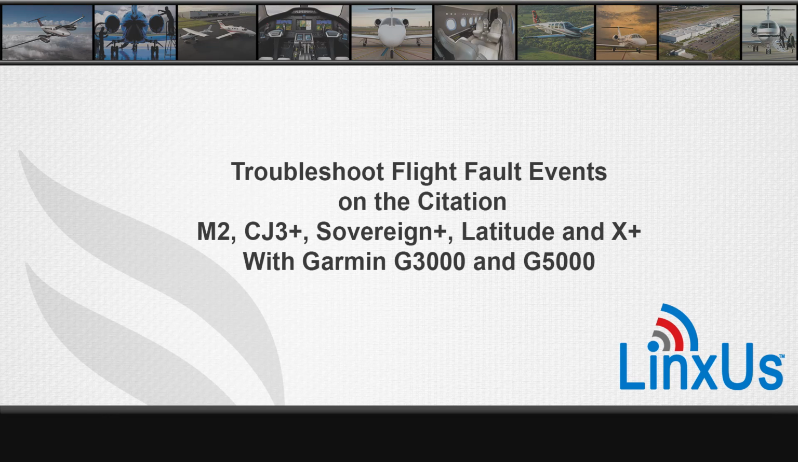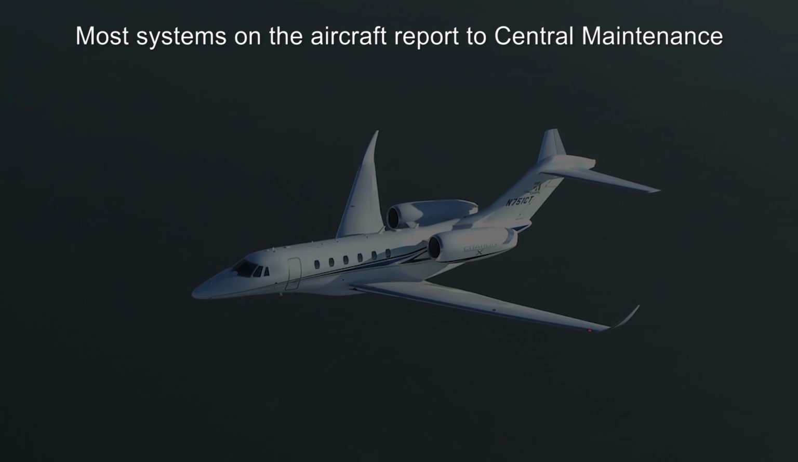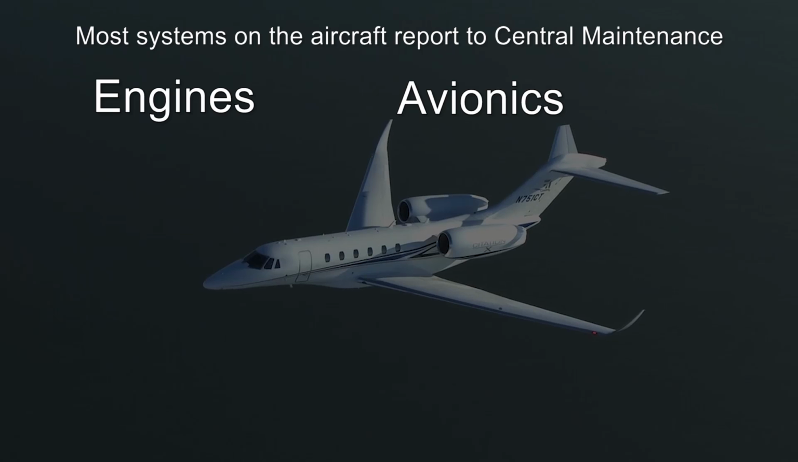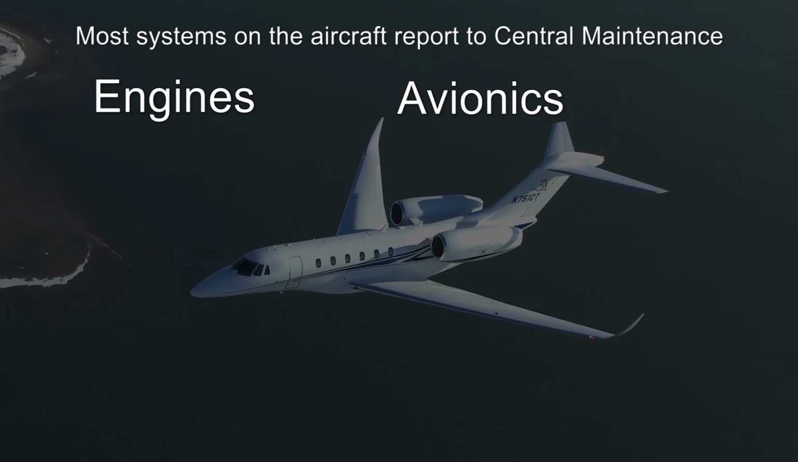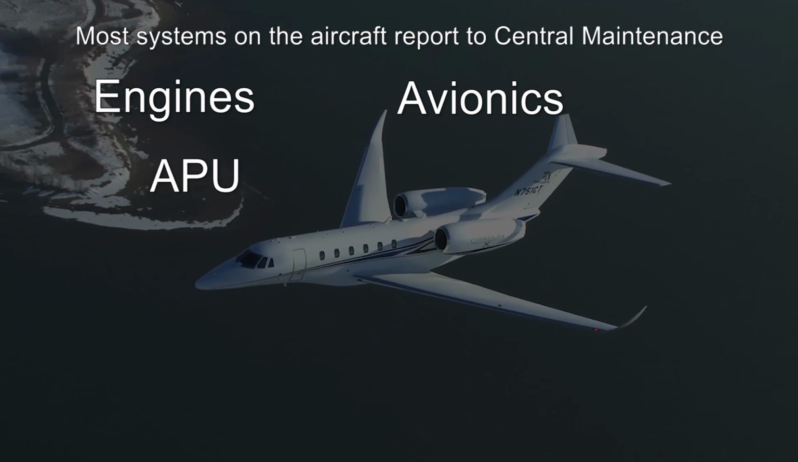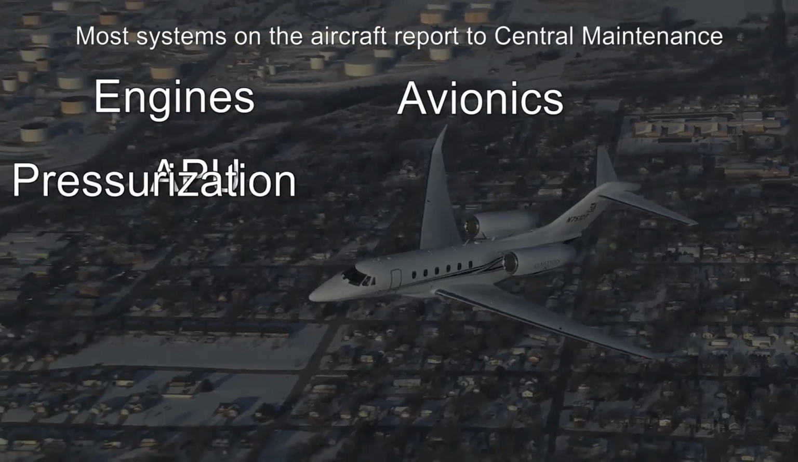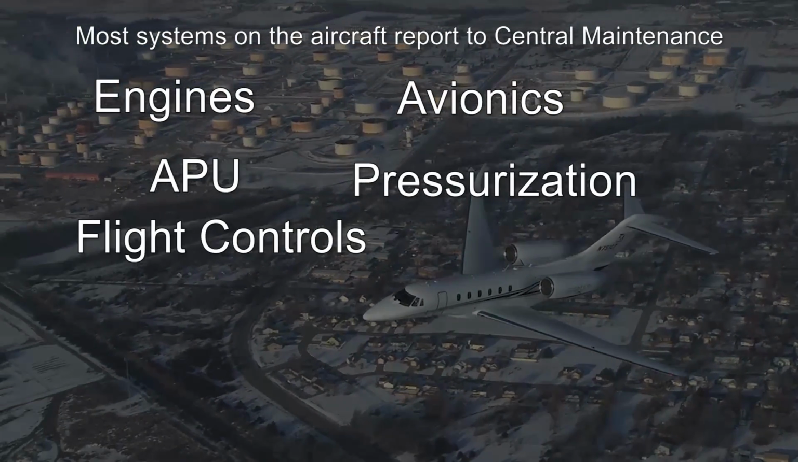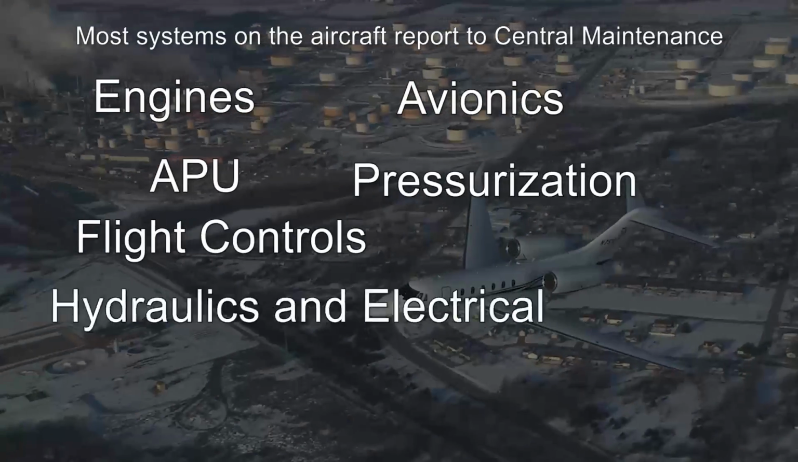In this video, we'll show you how to troubleshoot flight fault events on Garmin G3000 or 5000 equipped Citations. If your airplane has recently experienced a fault like a red or amber CAS message and you don't know exactly why it happened, we're going to show you how to quickly bring up some diagnostics information on your center cockpit display after the plane is on the ground.